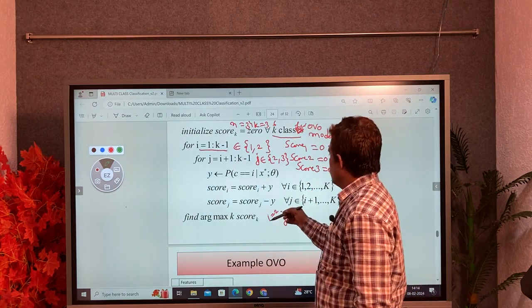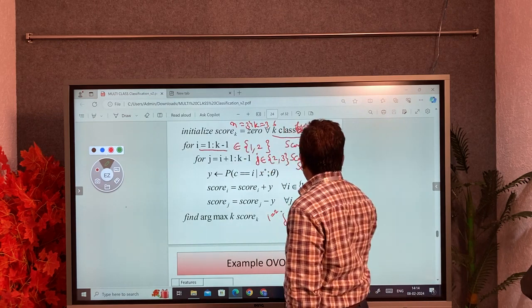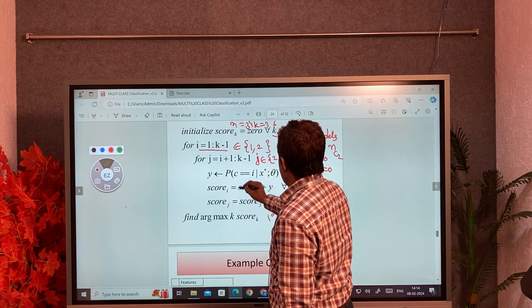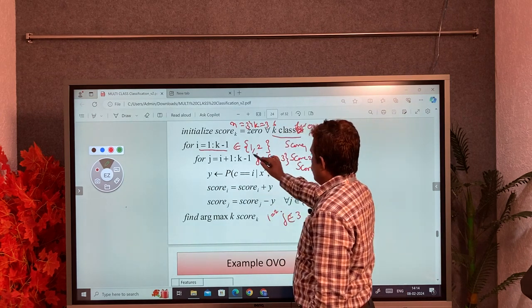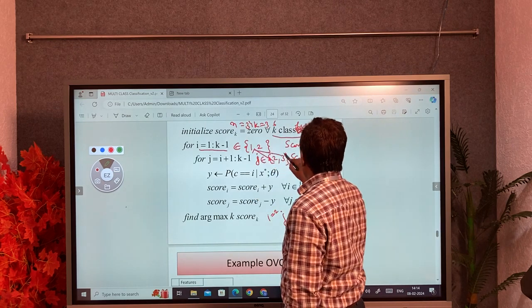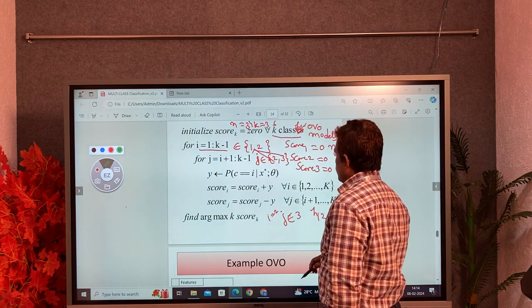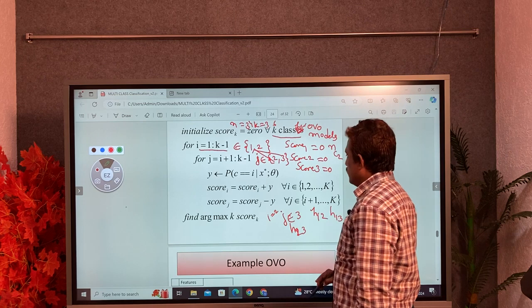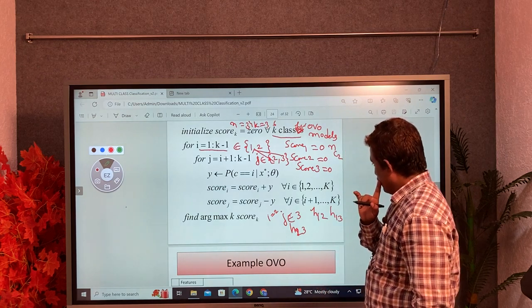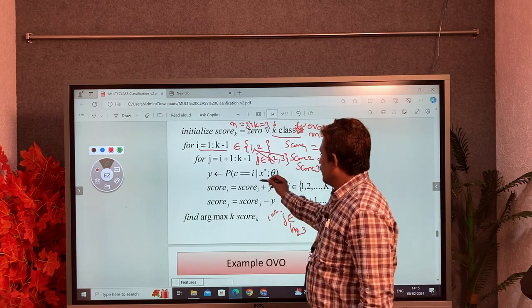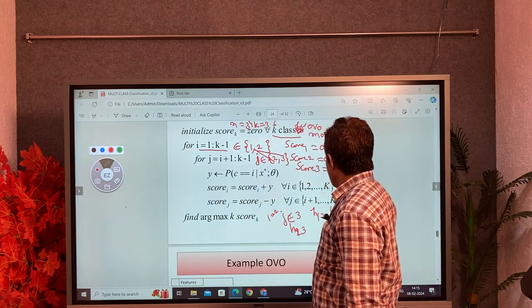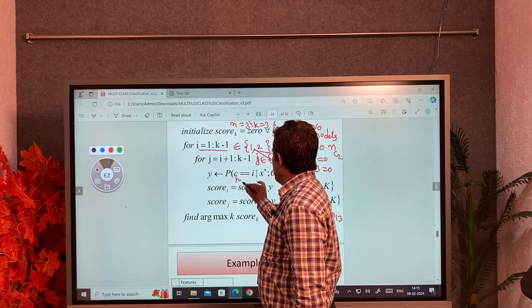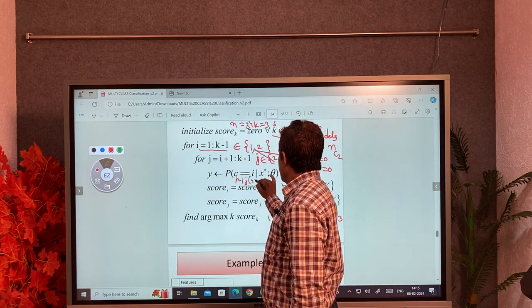So when i equals 1, what things will we get? We will get h12, h13. When i equals 2, what you will get is h23. That means we are calculating the probability of belonging to a particular class from these hypothesis functions. So here y is nothing but your hij of x.